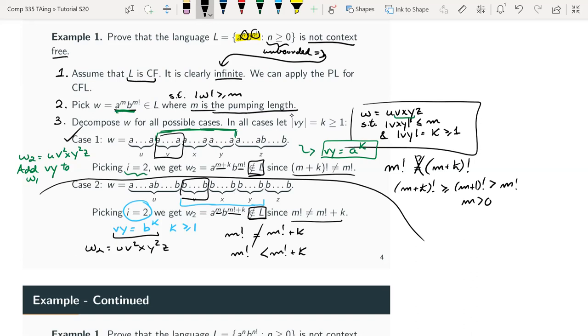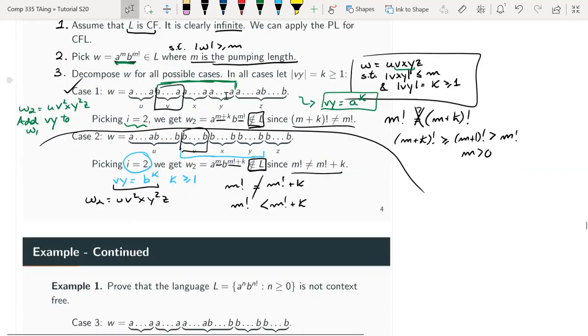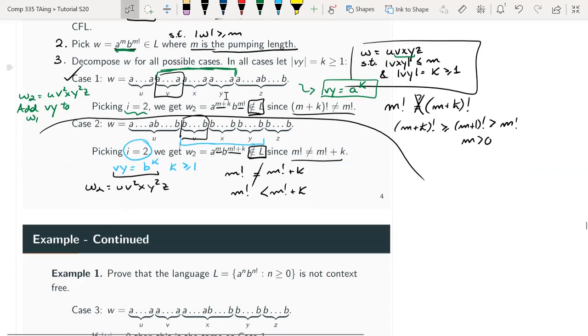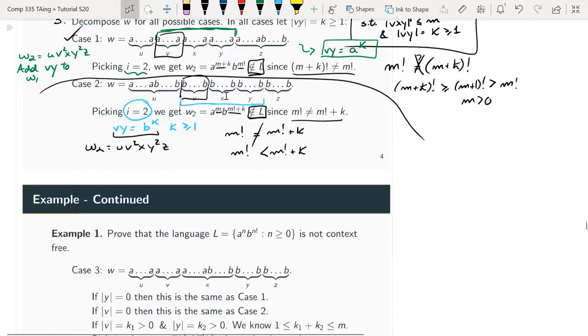But in this case here, the V contains only the B's. Okay, so it's a proper, very distinct case. So you would need to reason about it differently. Okay. So I hope that answers your question. Maybe it'll be clearer once you see the other cases. Okay. Because we're not done.